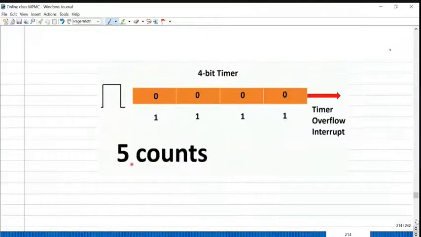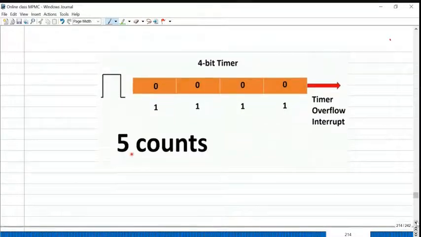Similarly, if we consider a 4-bit timer, it can count up to 16 clock pulses, a total of 16 clock pulses. On applying the 17th clock pulse, the overflow will occur, so the timer generates an interrupt to the processor.